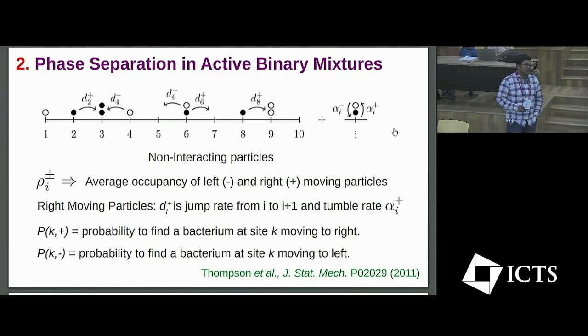Okay, then we define d_i plus as the jump rate of a right moving particle to jump from site i to i plus 1, and this right moving particle can become a left moving particle by doing some tumble. The corresponding tumbling rate is alpha_i plus. Similarly, we define d_i minus for a left moving particle and alpha_i minus for the tumbling rate of a left moving particle. Next, we define p_k plus as the probability of finding a right moving bacterium at site k, and similarly p_k minus is the probability to find a left moving bacterium at site k.